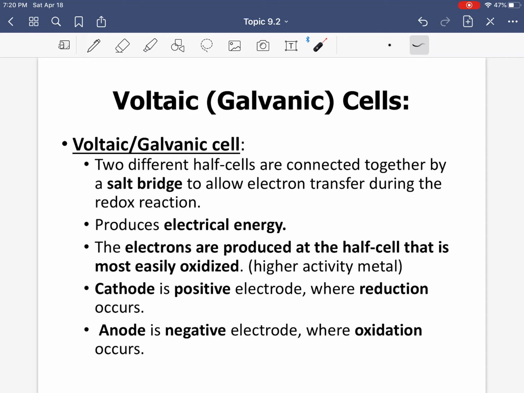So, to build a voltaic cell, you need two metal strips, and they have to be different metals. One metal does the oxidation, and the other metal does the reduction.